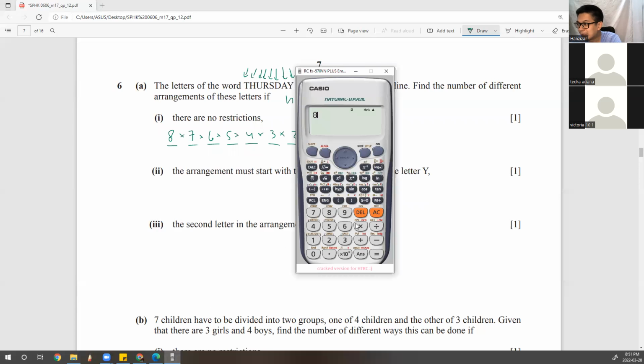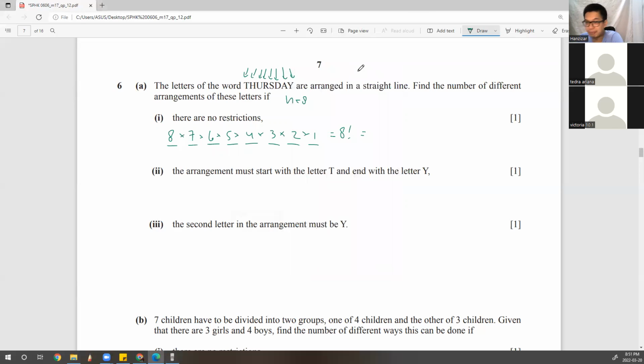So rather than putting 8 times 7 times 6, wasting time, we have the formula 8 factorial. So you don't have to write 8 times 7 times 6, wasting time. 40,320 possibilities if there are no restrictions. Done.